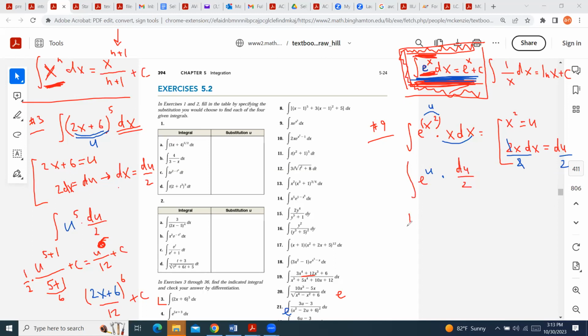Because this over 2 really means nothing. It's just gonna have a 1/2 as a factor on the outside. So now I'm using this result, my favorite formula, e to the power of u will give us same exact e to the power of u plus the constant. And then I'm going to end up with the power x squared back. And that's it.